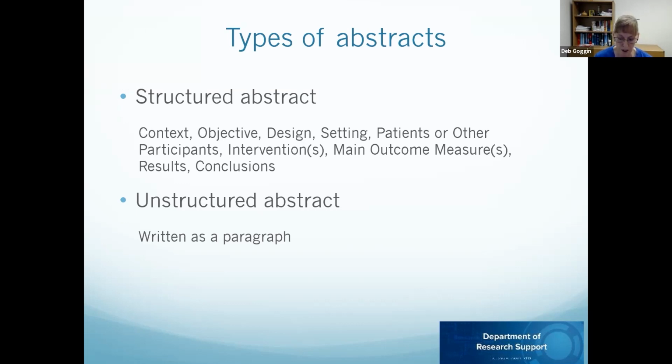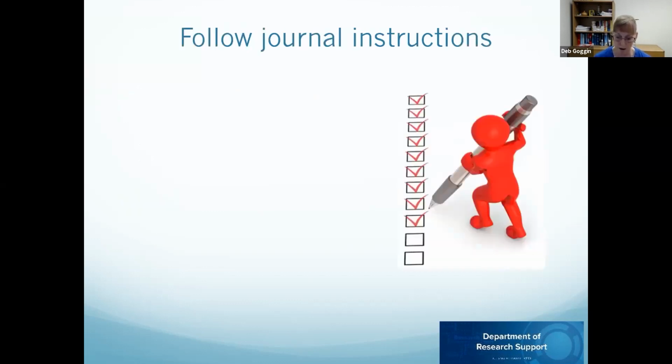So these are the two different kinds of abstracts, pretty straightforward. So now that we have a basic understanding of maybe the required parts of the journal article, the next step in your manuscript development is to start thinking about a target journal.